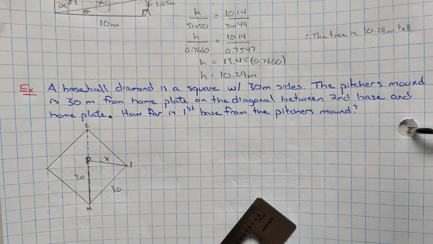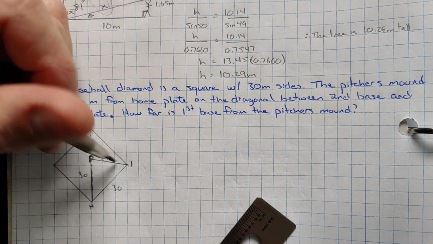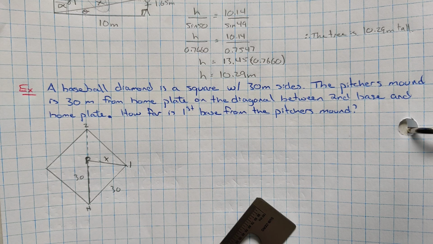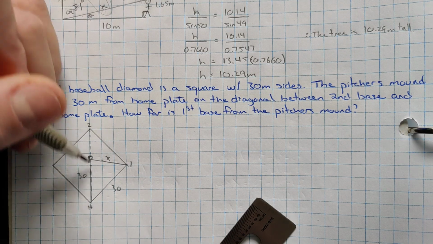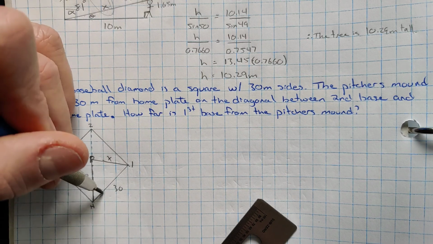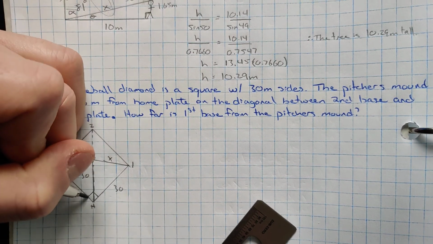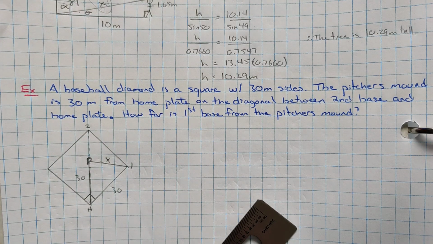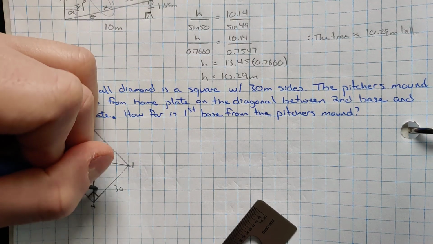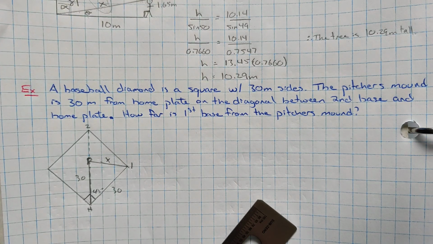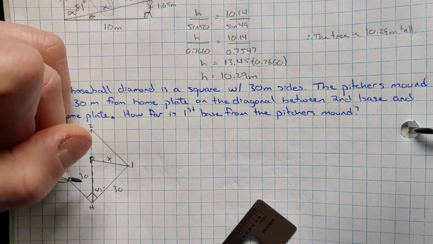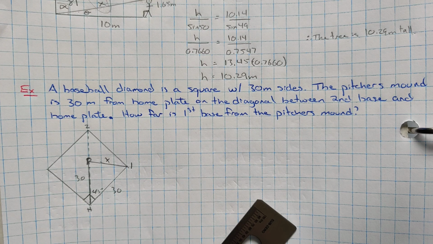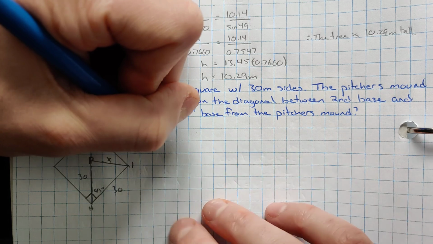So we don't know how far that is. We don't have any angles listed here, but this angle, because it's a square, this total angle is 90. And if we cut that in half to go from home to second, this is going to be 45. So that's 45 degrees. There we have an angle in between two sides, and we can use the cosine law. So this is simply a cosine law.